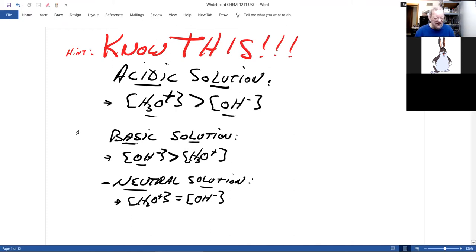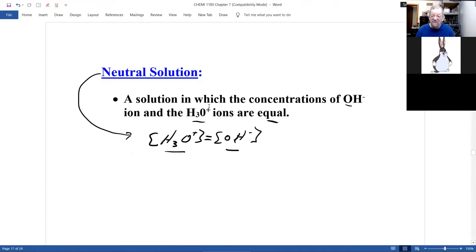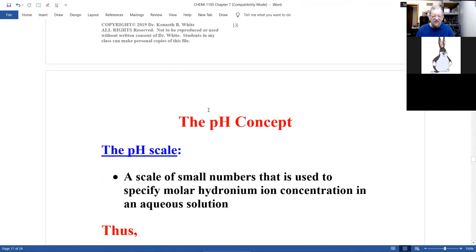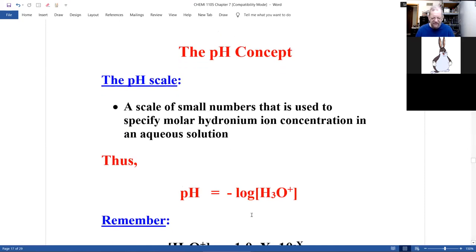All right. Now, if you think about it, say you had two numbers. The hydronium is 1.0 times 10 to the minus 3, and the hydroxide is 1.0 times 10 to the minus 11. Is this bigger or smaller? That's hard. That hurts my brain. Well, guess what? Chemists came up with a better way of determining that, that's easier to use. And that better way is called the pH concept.